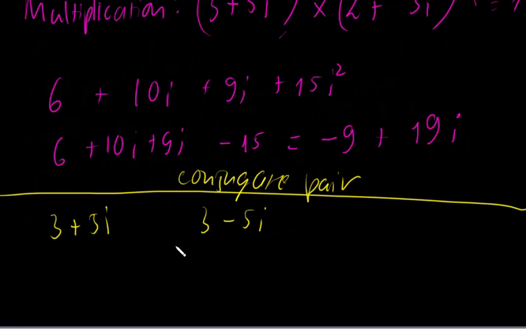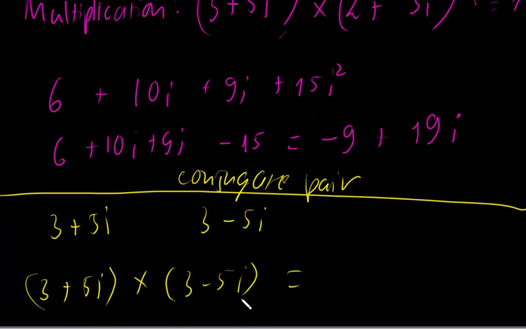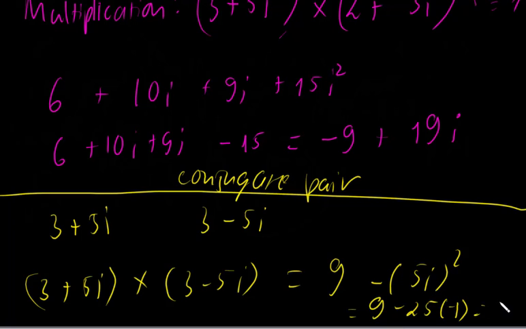So the conjugate is special in the sense that if we have 3 plus 5i times 3 minus 5i, this is actually equal to 3 squared minus 5i squared. And this is 9 minus 25 times i squared. So i squared here is minus 1. So that's minus minus 1, and this is 25 plus 9, that's 34. So the idea of a conjugate pair is that their multiplication is actually equal to an integer.